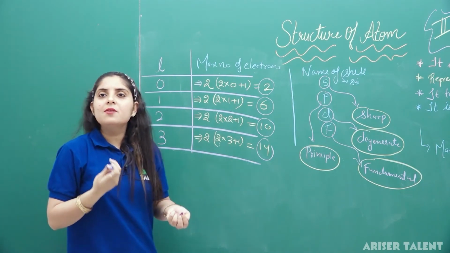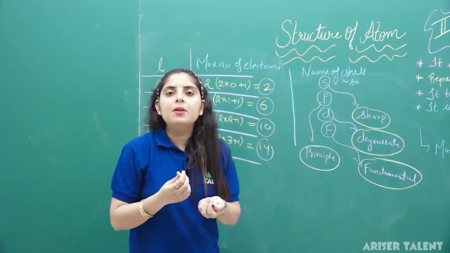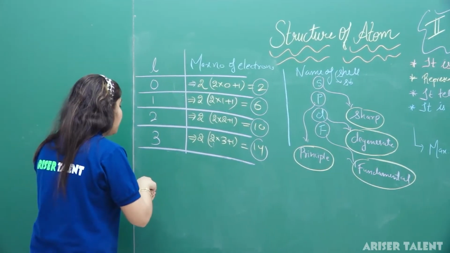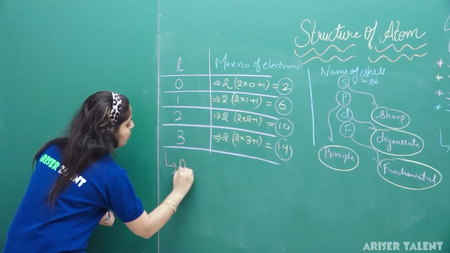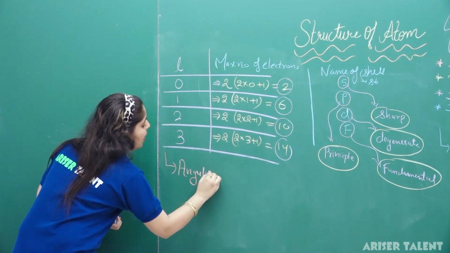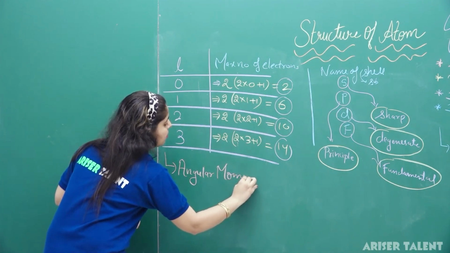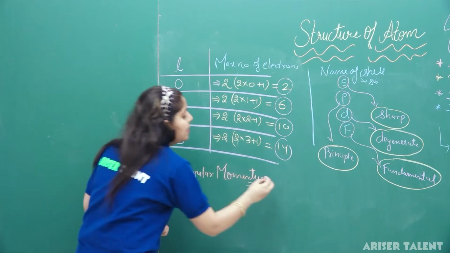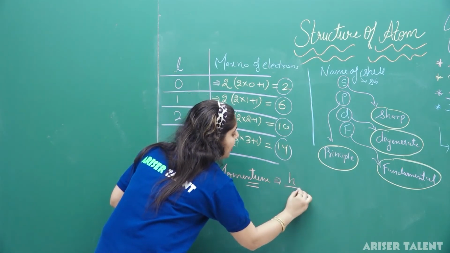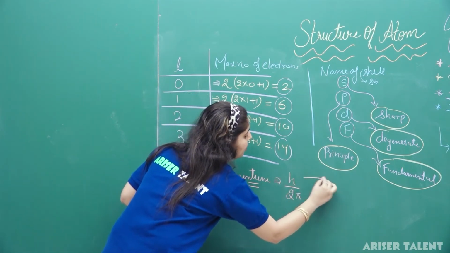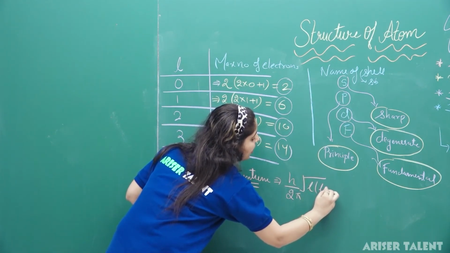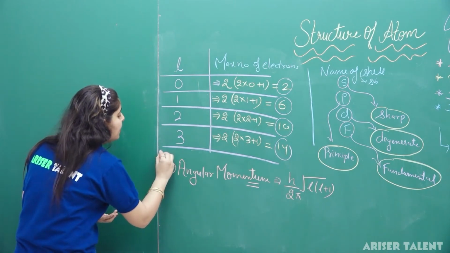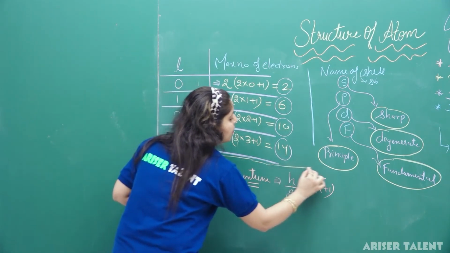Now the last term we will discuss about the azimuthal quantum number is the angular momentum. The angular momentum for the azimuthal quantum number is given by h upon 2 pi under root L into (L plus 1). So it is the formula for calculating the angular momentum for the azimuthal quantum number.